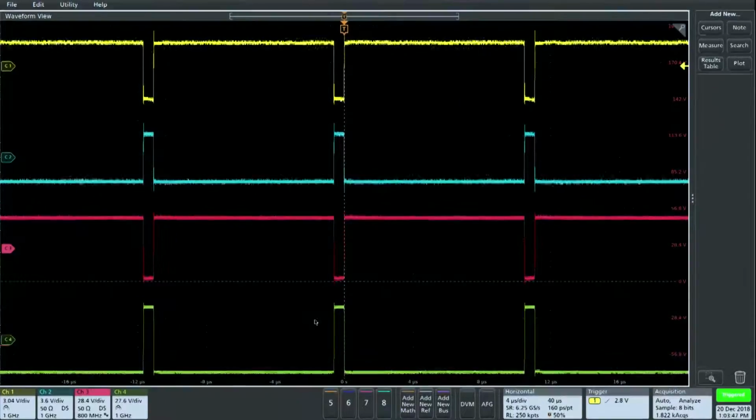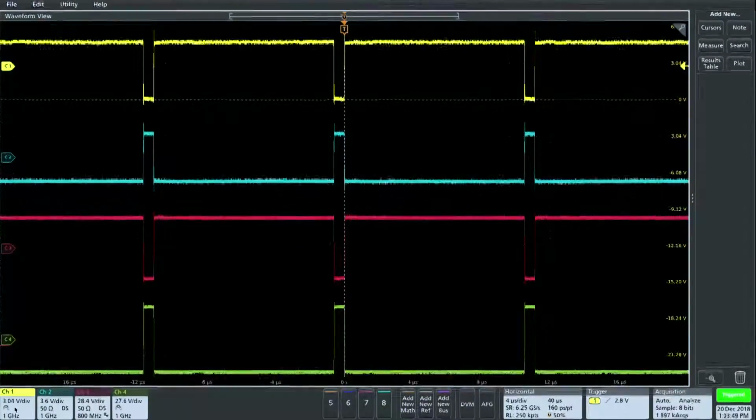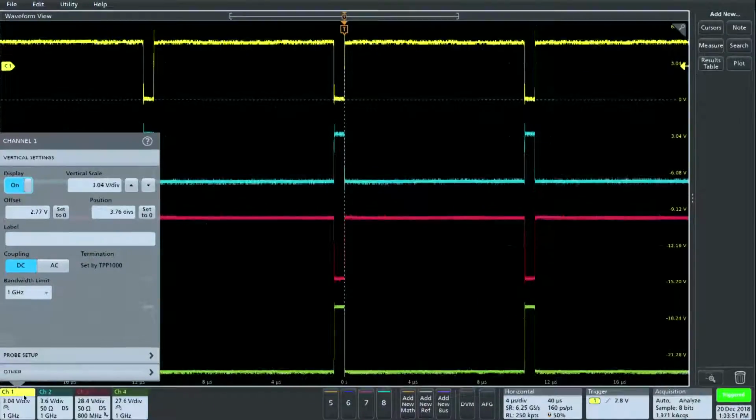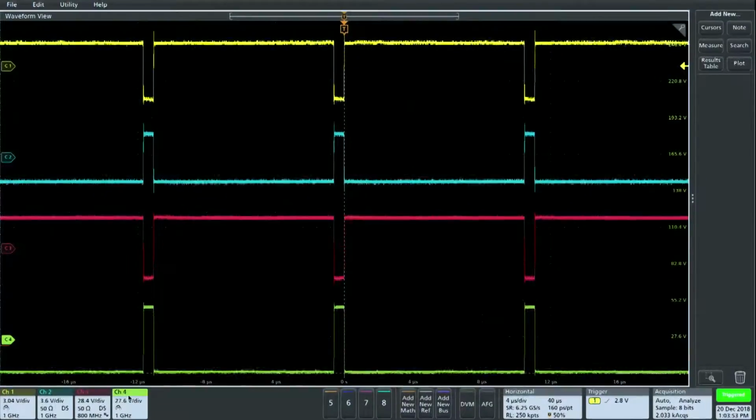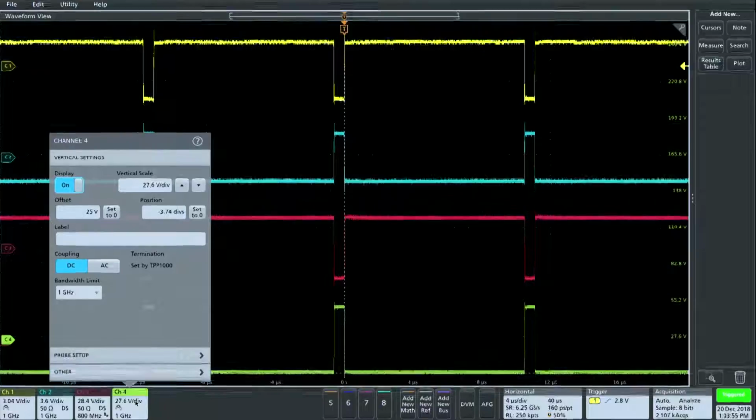You'll do the same thing for the passive probes. And you can see the signal right there is good. And for the VDS signal, we have 25 volts because the VDS signal is 50 on this board. Okay, there you have it.